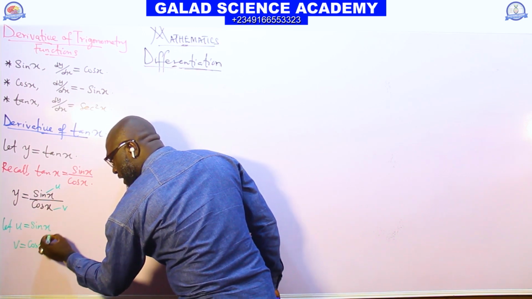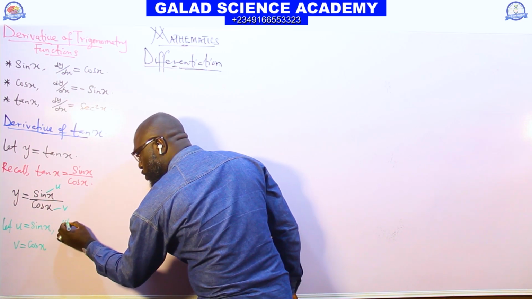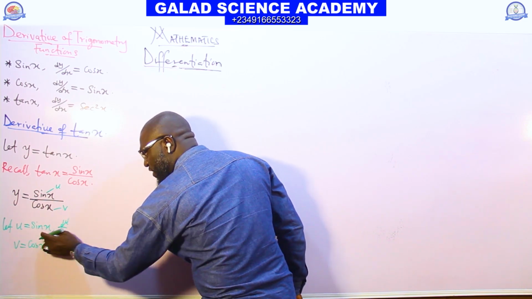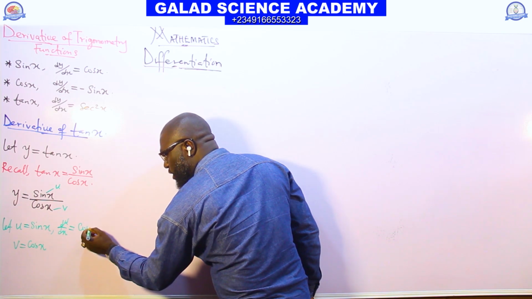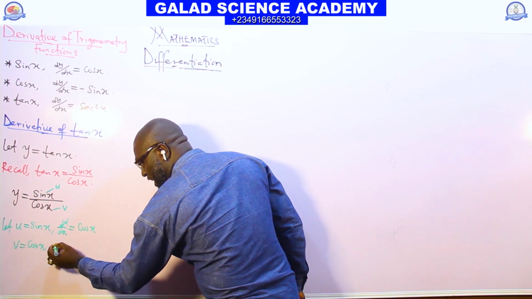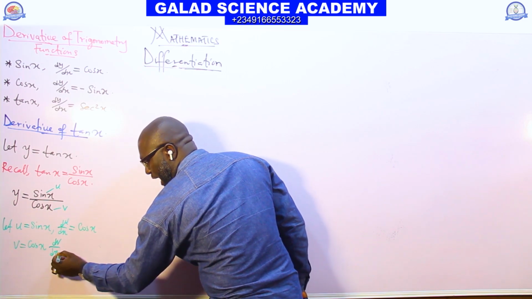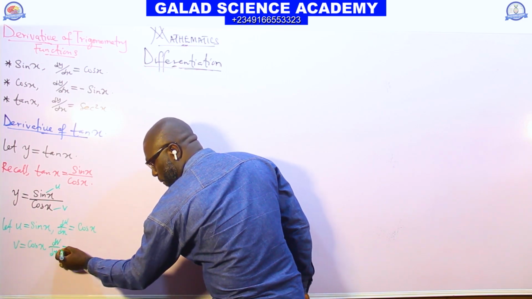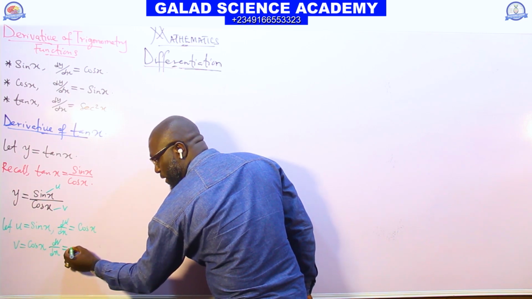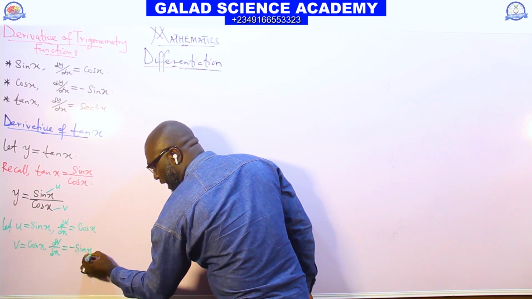So we now let u equal sine x and v equal cos x. What is du/dx? Differentiating this gives us cos x. Differentiate the v, which is a function of x, because v is equal to cos x. So dv/dx will be minus sine x.